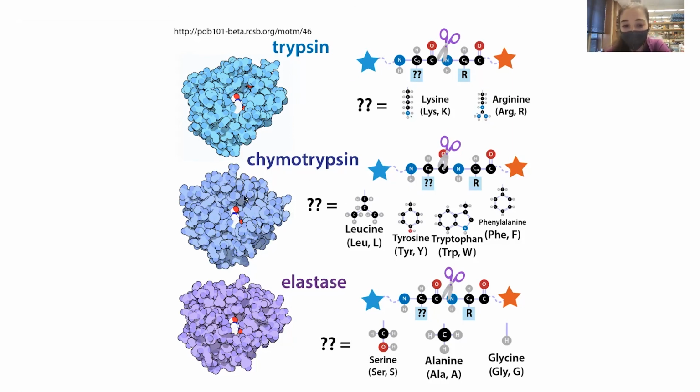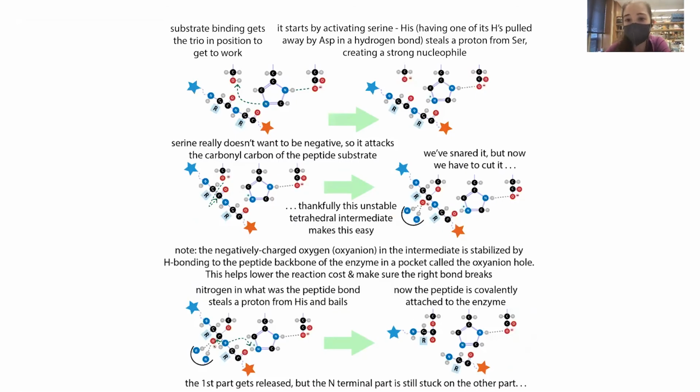Chymotrypsin has this big old binding pocket, so it'll bind and cut next to these really big, bulky amino acids. Then elastase has this tighter pocket, kind of like a hydrophobic pocket, so it's going to bind next to these small amino acids. So once you have the right substrate bound, now the enzyme shifts a little, and all of these residues are going to be in the perfect arrangement to do this.